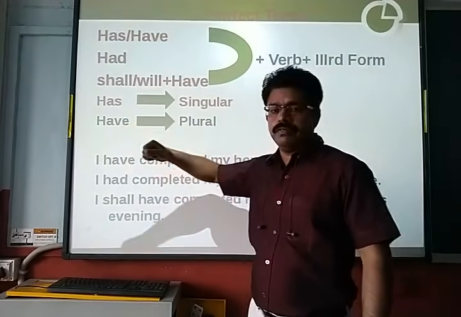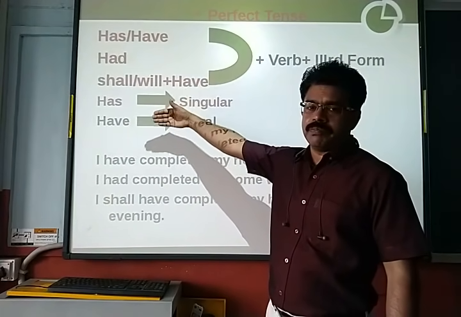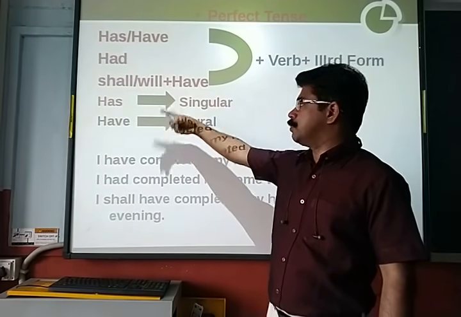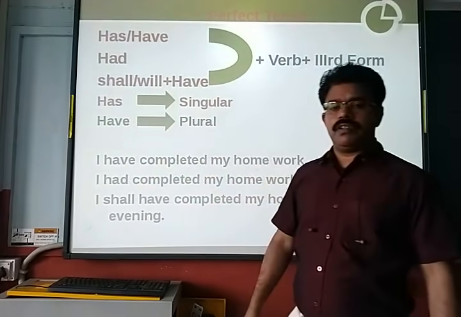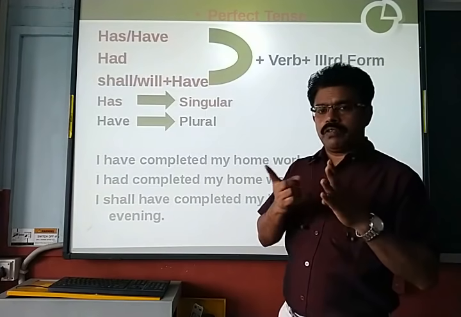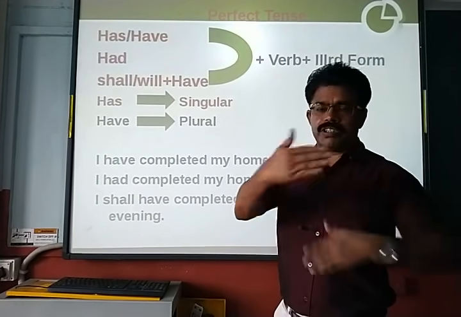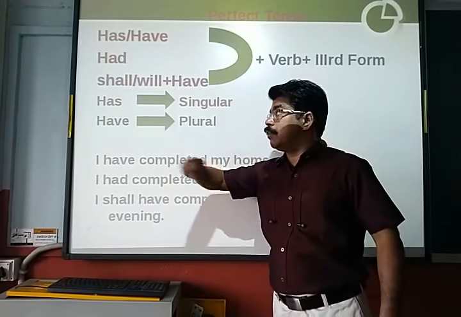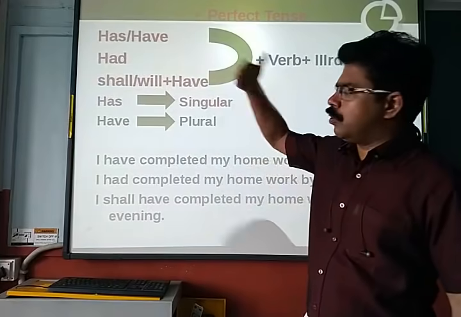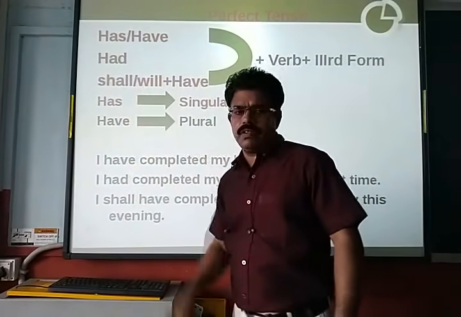Then have: all other places except those three places, what we said about third person singular, all other places we use have. That is, I have, we have, you have, they have. Generally in all these areas, the helping verb that is used is have. So very easy to remember that. Only in third person singular we have got has, all other places we use have.